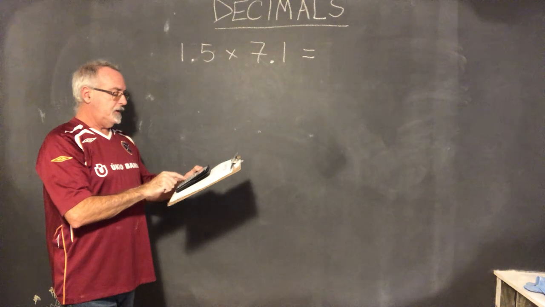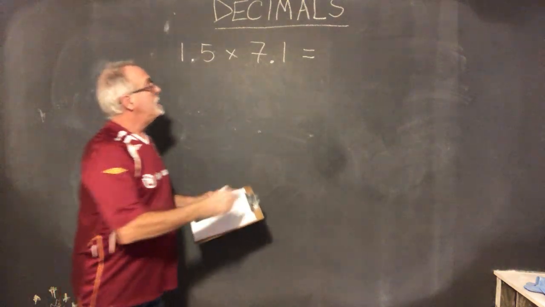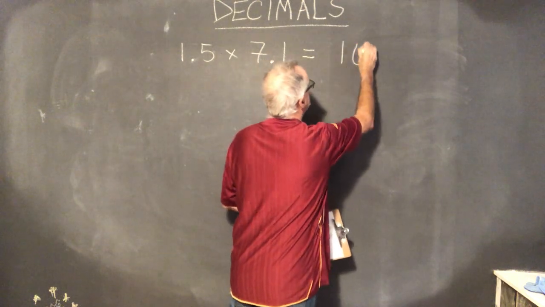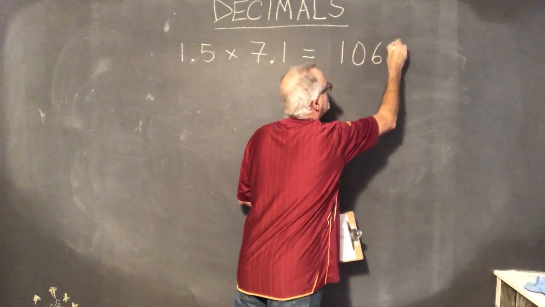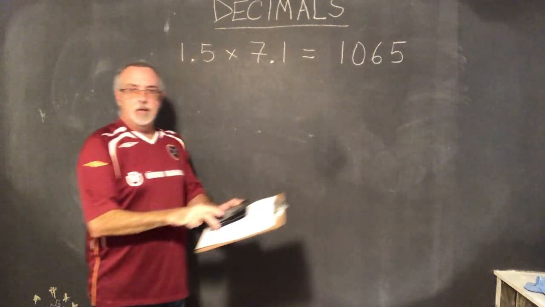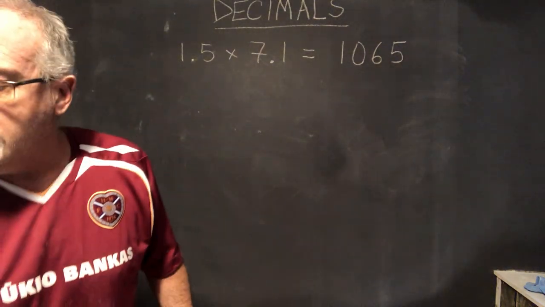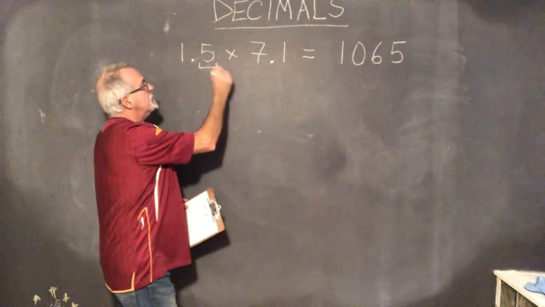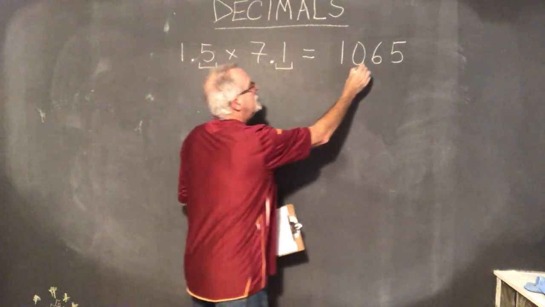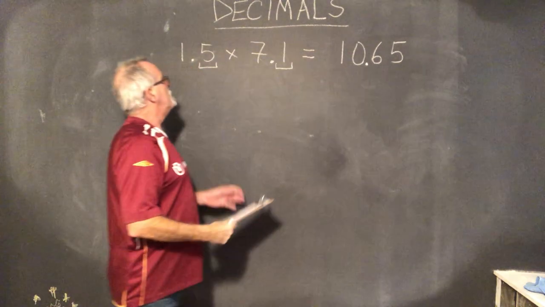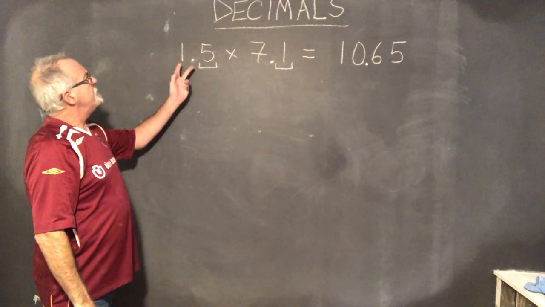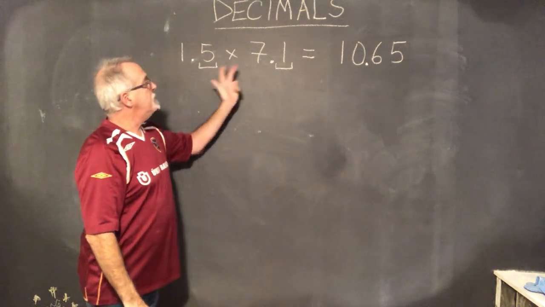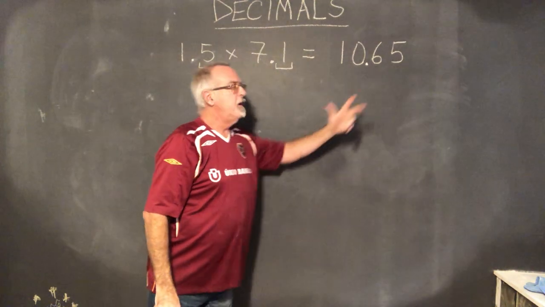15 times 71 equals 1065. Of course, there's no decimal in the answer because I didn't put the decimals into the question that I asked the calculator. And now I have to count digits, and there's just two of them. So 10.65 is my answer. Ballparking it, 1.5, let's call that 2. 7.1, let's call that 7. 2 times 7 is 14, not bad.